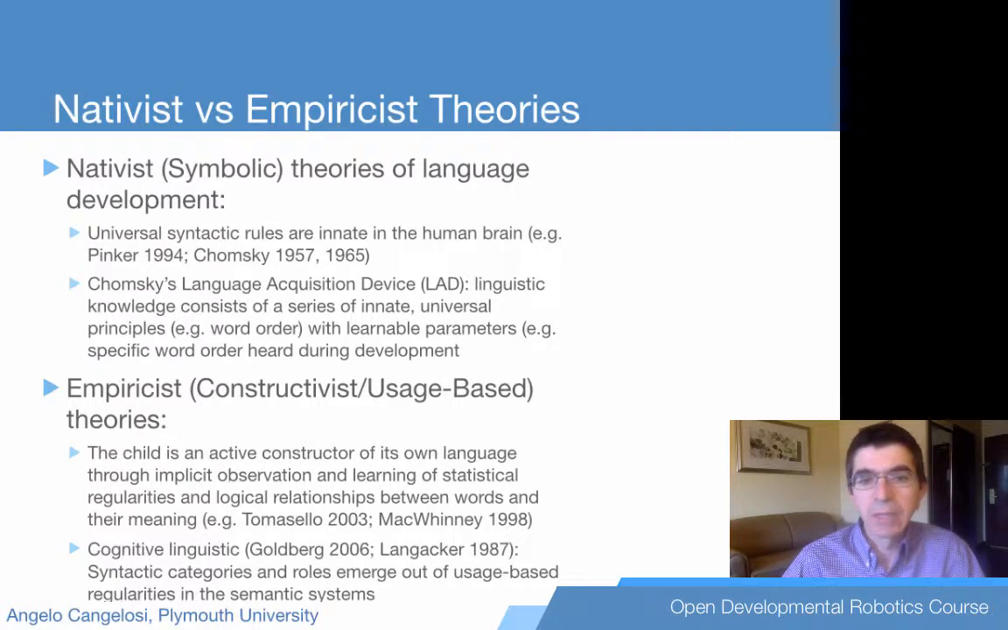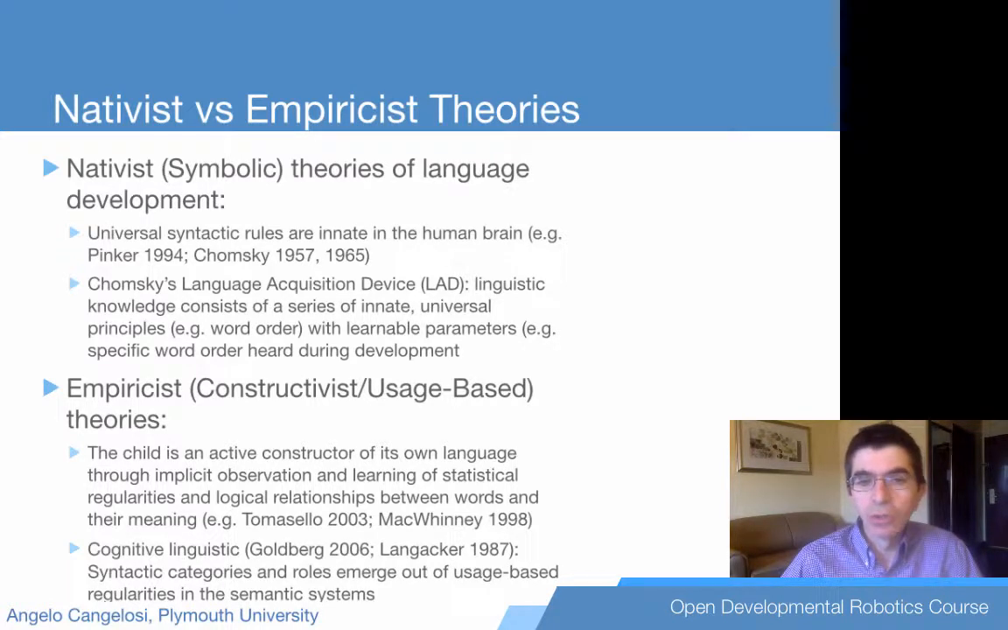So the principles are fixed. One principle is language must have a word order, universal principles. The parameters are tuned according to the language I'm exposed to. But the brain already knows linguistic concepts or linguistic principles at least.